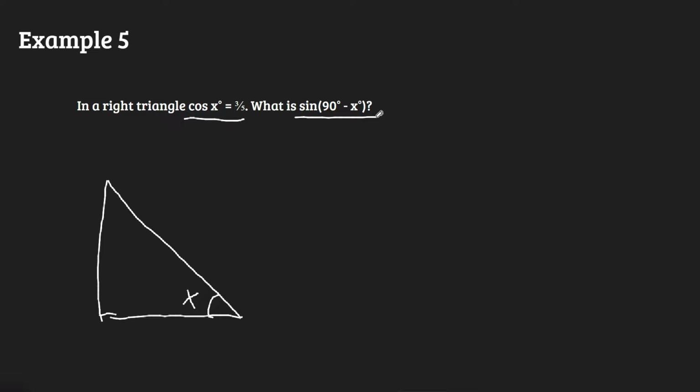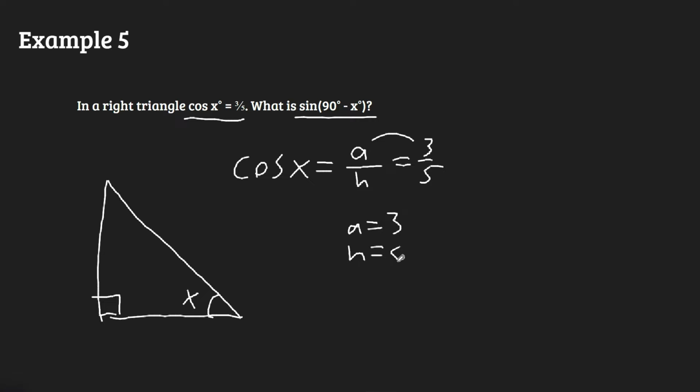90 minus x. Now, some of you may know this trigonometric identity already, but I'm just going to give a proof for it. So we're told the cosine of x is equal to 3/5, and remember that the cosine of an angle is equal to the adjacent divided by the hypotenuse side. And if that's equal to 3/5, let's just say the adjacent equals 3, and the hypotenuse equals 5. So the hypotenuse is 5, the adjacent is 3.